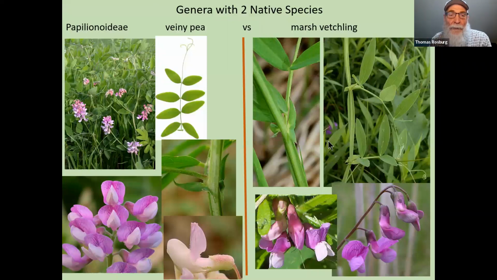So again, in Lathyrus, you use these stipules. So look really good at these stipules here. This one here is palustris. This one here is venosus. They look pretty similar, but there's a little bit of difference in their width, as I said. These are more narrow. These are more wide.